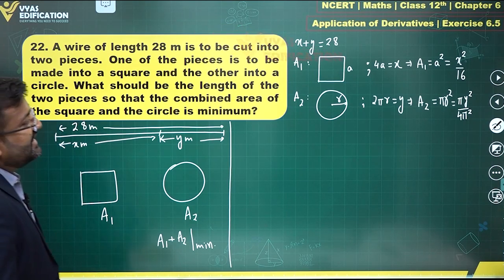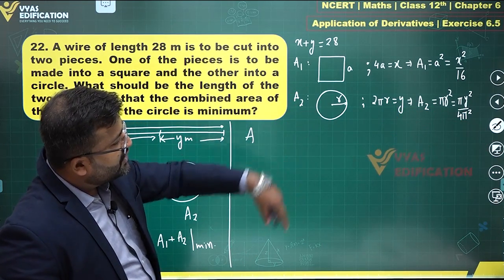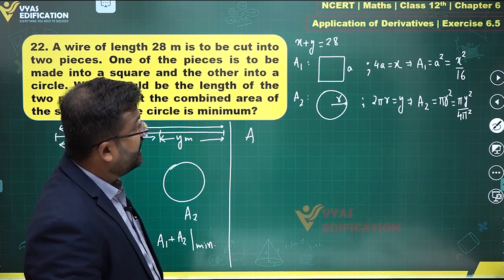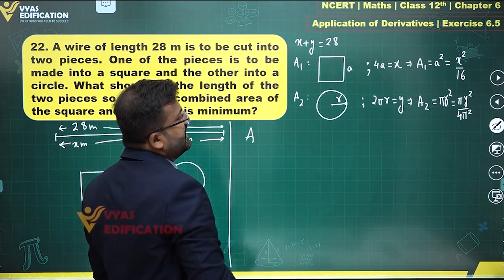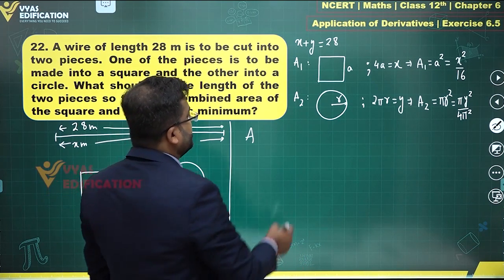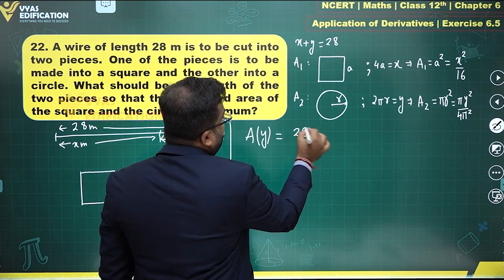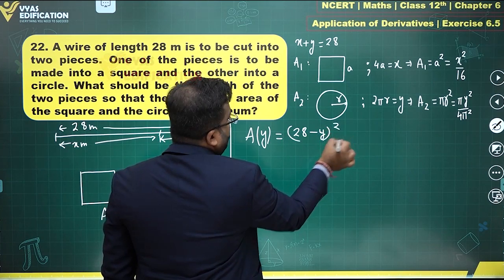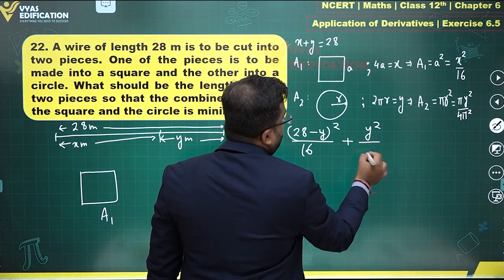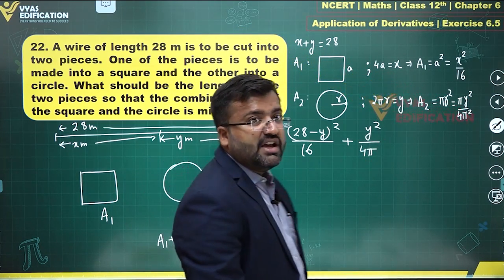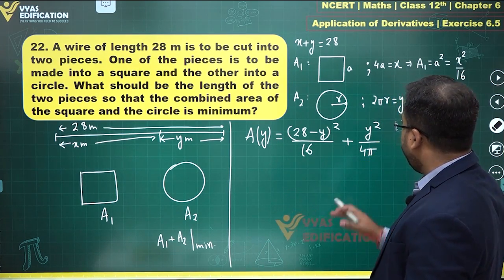Combined area of the square and the circle is minimum. And how do we do that? Area can be written as the sum of these two, but there are two variables involved, x and y. Can we eliminate one of the variables? Yes, maybe we can eliminate this y and see where that takes us, or we can eliminate this x and see where that takes us. So area in terms of y will be equal to, x can be written as 28 minus y, whole square upon 16 plus y square upon 4 pi. That's what we have over here. This is area in terms of y. Next we'll differentiate this area with respect to y and see where that takes us.